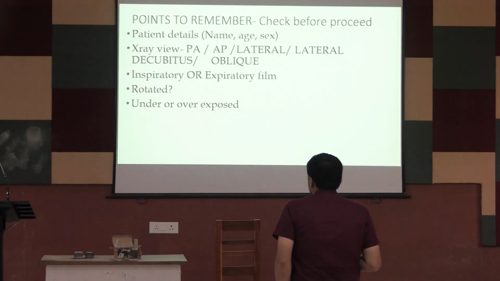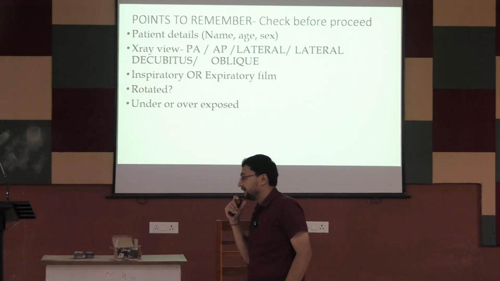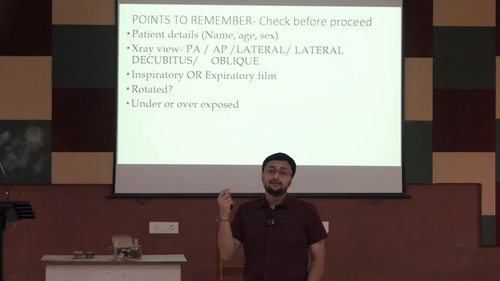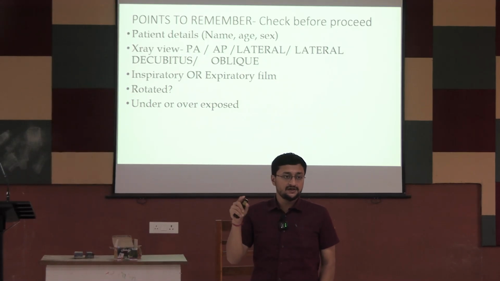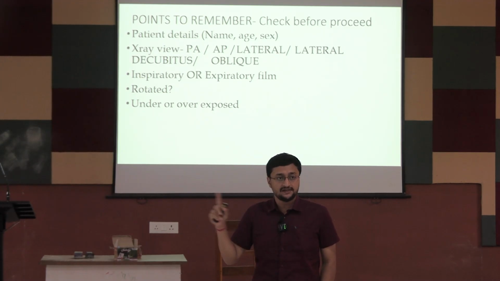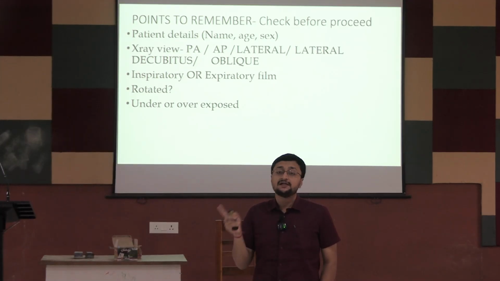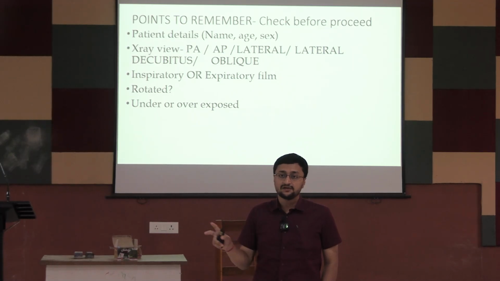Next important point is whether the X-ray has been taken in PA view, that means posterior anterior view. What are the different views of chest X-ray? PA, AP, that means posterior anterior, anterior posterior, lateral decubitus, right? And there is also an oblique one. So these are the common views.